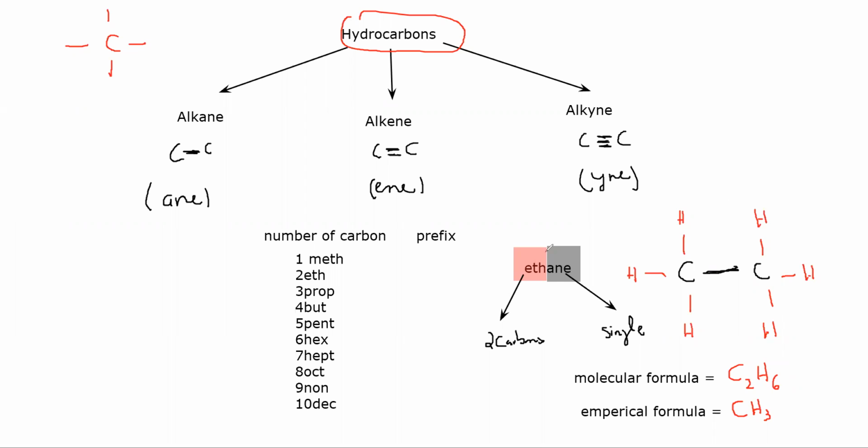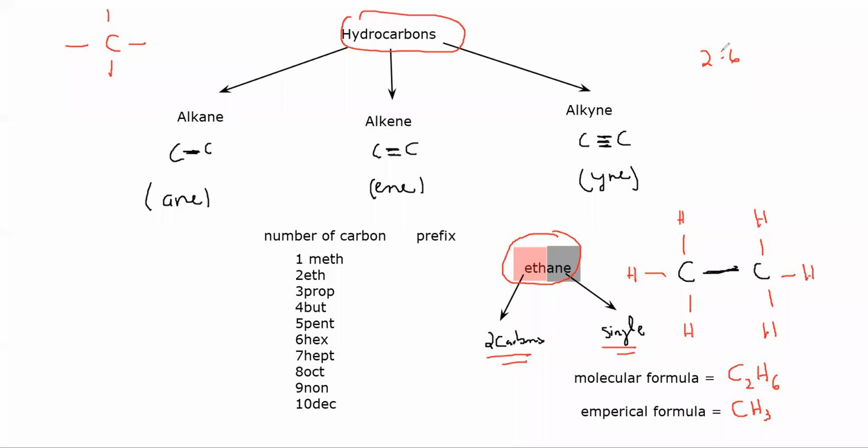Is it clear? So from the name, we started only with the name. From the name, we identify the number of carbon atoms and what kind of bond is there between the carbon atoms. Then the remaining bonds are formed with hydrogen. Then just count the number of carbon atoms and hydrogen atoms you used. That will give you the molecular formula. Then take the simplest ratio. The simplest ratio of 2 and 6 is 1:3.